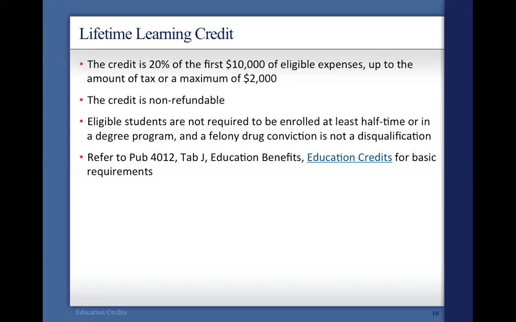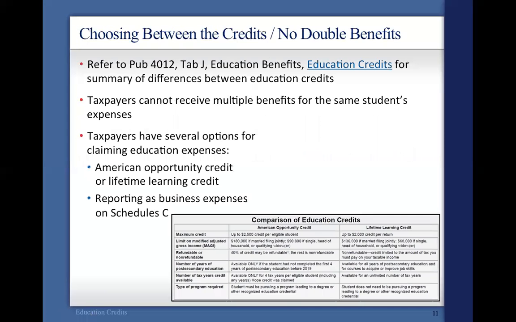Enrolled students or eligible students are not required to be enrolled at least half-time or in a degree program. Again, a felony drug conviction is not a disqualification. This is, again, for anybody that wants to better their skills to further their career. So if you want to take an Excel class, for example, do it. There's a tax credit to be able to do that.